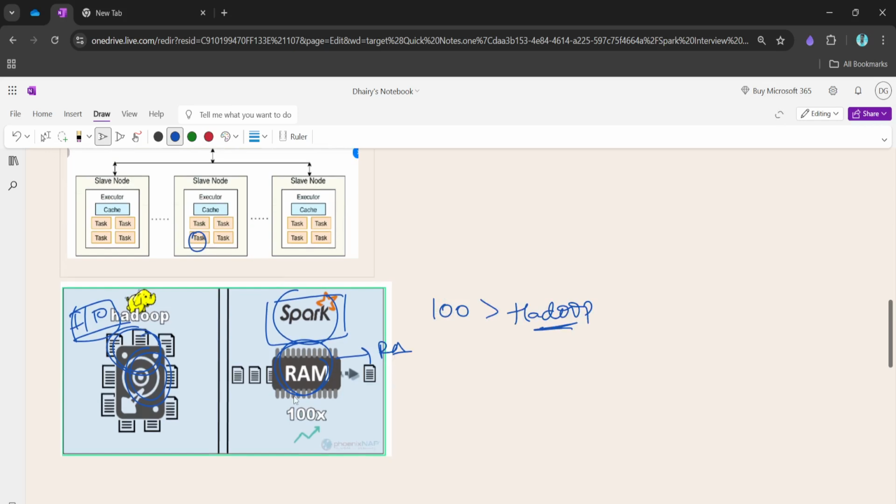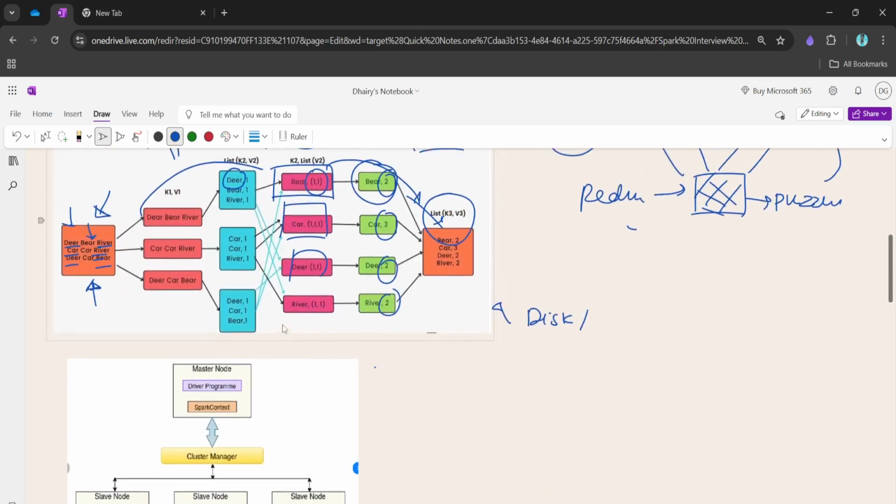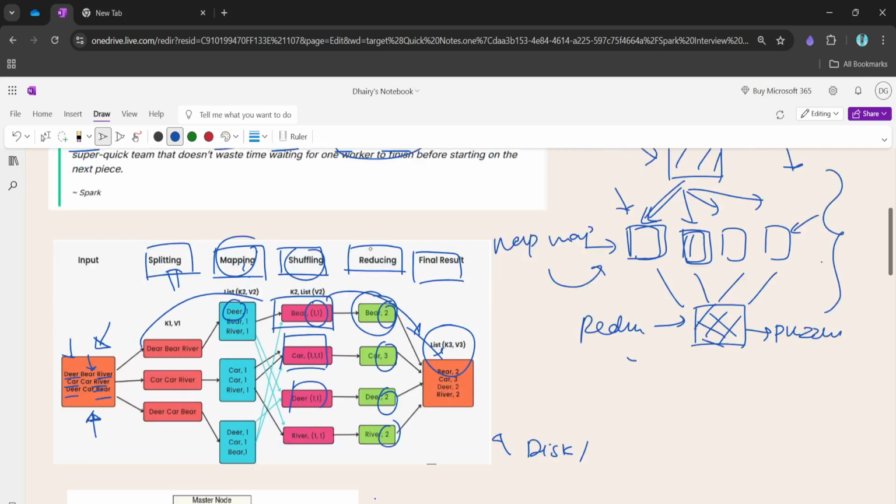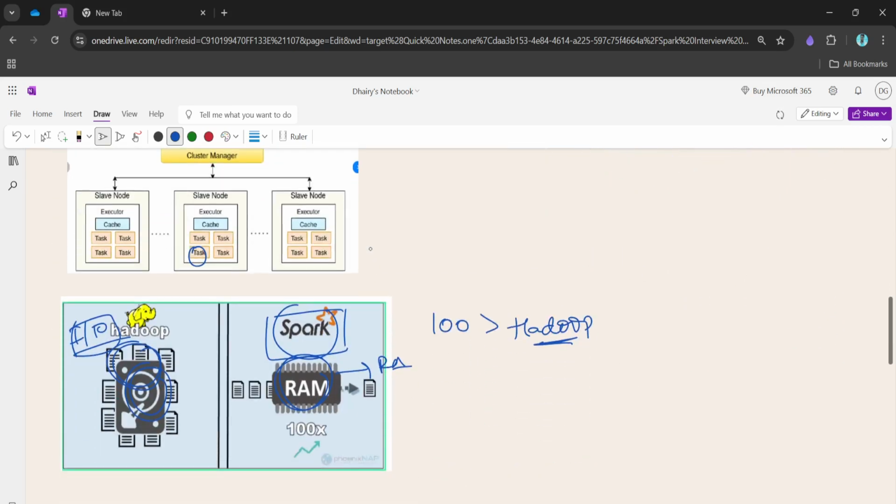One reason we saw is that it uses in-memory computation. The other thing is we can see in the definition of Spark how it works. So let's take the same example of the puzzle. Here, workers do their tasks one by one. In the other case, you have a team of workers working on multiple pieces simultaneously. So basically, each worker can do multiple tasks simultaneously. Let's understand that with the help of an example.